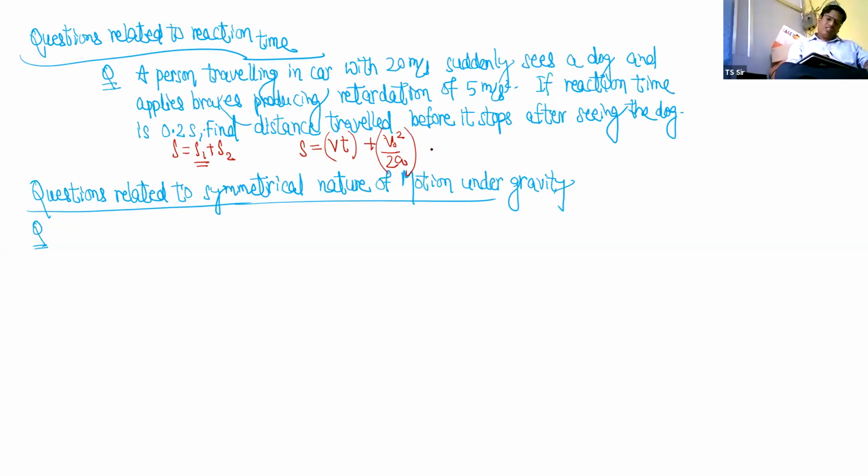Vt is 20 into 0.2, plus V naught square by 2a, that is 20 square by 2 into a, that is 5. So it is 4 meter plus this is 10. So 400 by 10, that is 40, 40 plus 4.